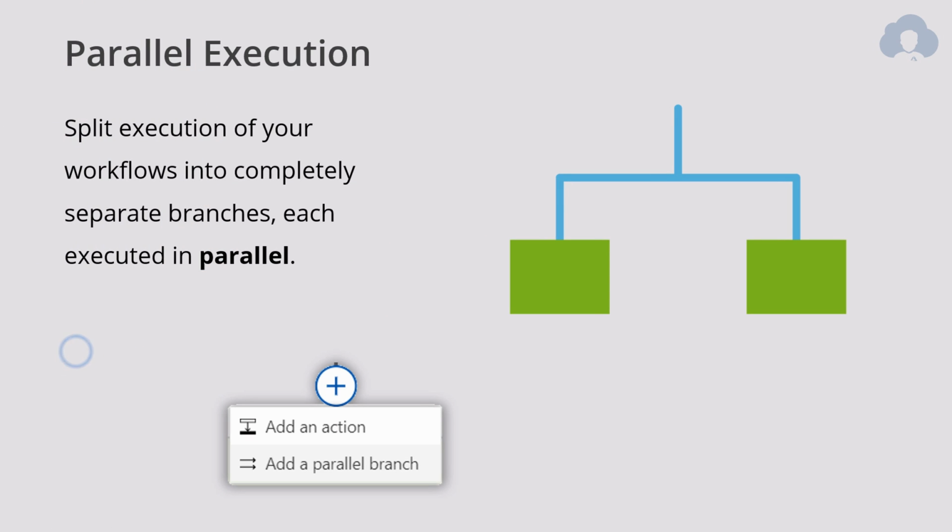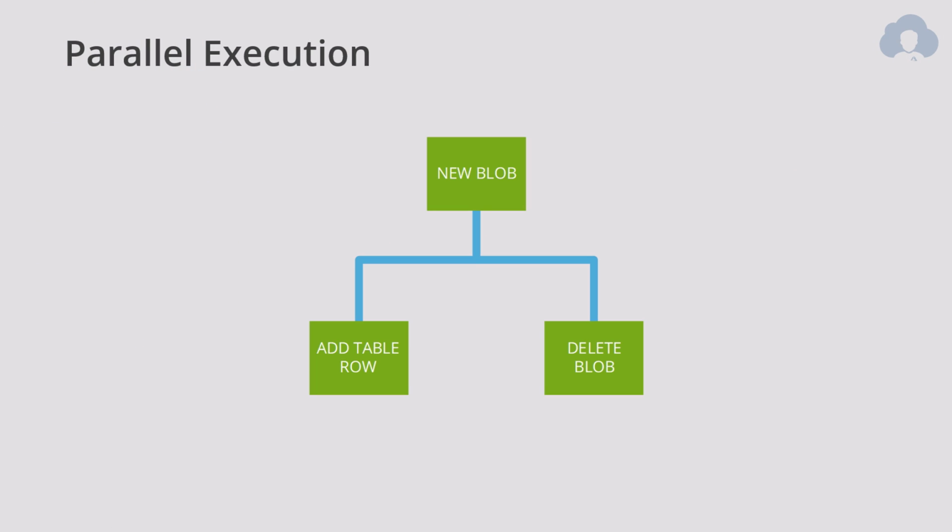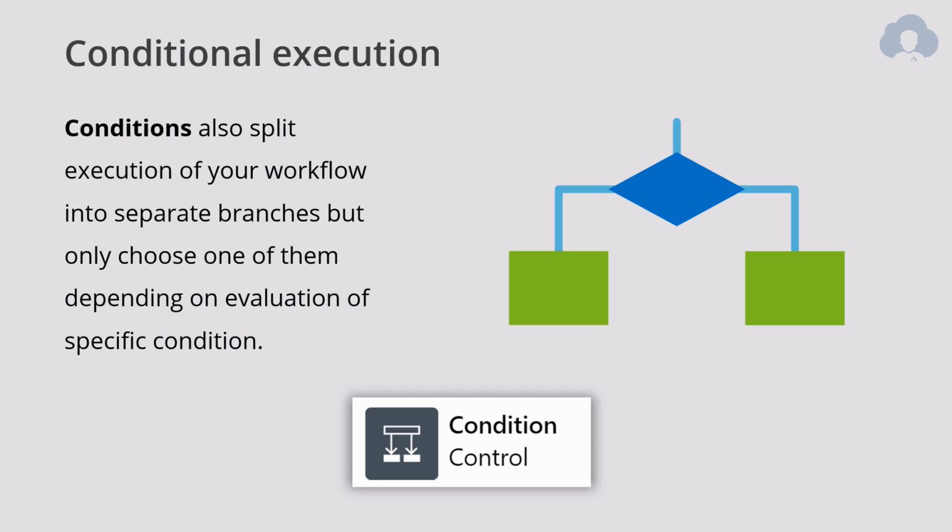So let's go back to the presentation, and the next on our list, actually, sorry, I forgot about this, but this is our demo that we just performed. New blob, add table row, and delete blob in parallel. Then next we have conditional execution. So this is the first condition that we're gonna be working on.